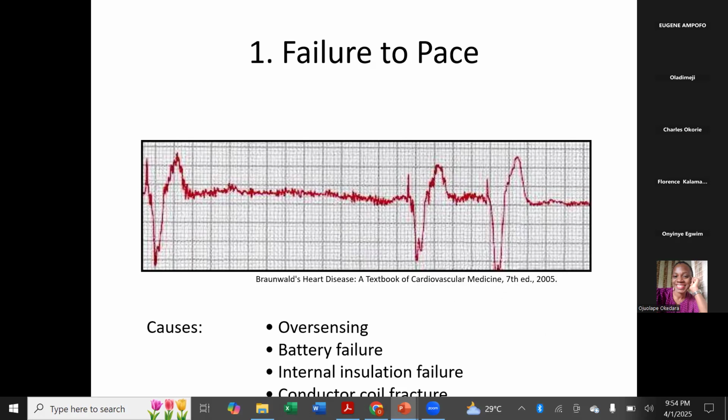There could be other possibilities. It could be that the battery is almost getting to end of life. It could be that there's a problem with the lead. Or it could be that it's just sensing and it failed to pace because it's sensing potentials. In this kind of patient, they can go into asystole.